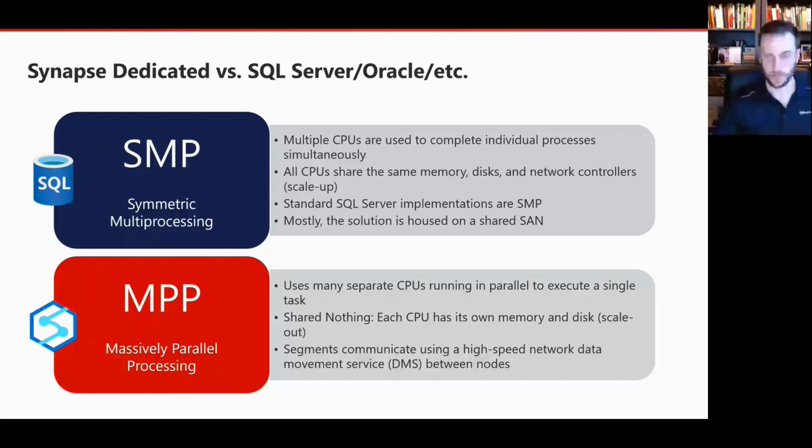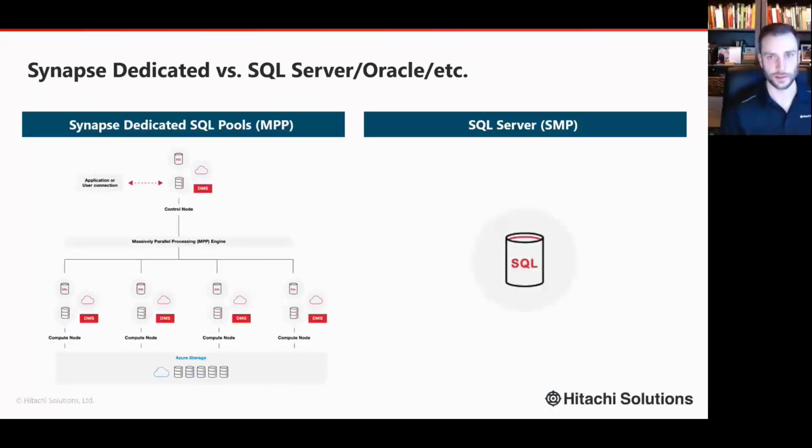So you have a distributed compute network. And then in the MPP architecture, those different distributions or segments are able to compute using a high-speed network. On the Synapse side of things, it's called the data movement service. Foundationally, this is very similar to the concept behind Spark, where you have your driver and executors, and they split up jobs. But that's going to be the core difference between Synapse and Azure SQL Database.